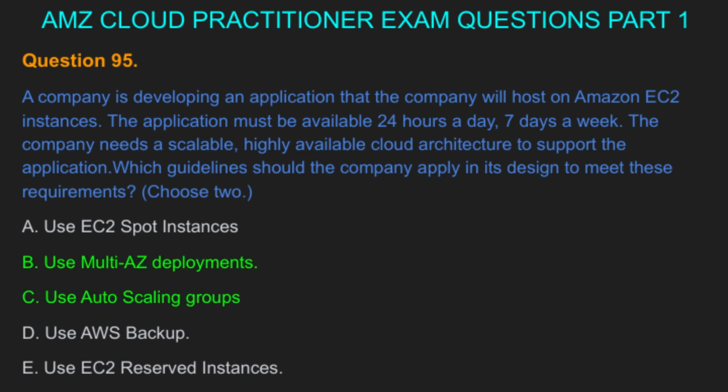The answer is B. Use multi-AZ deployments, which allow the company to run the application across multiple Availability Zones within a region. This provides high availability and automatic failover in the event of a failure in one Availability Zone. And C. Use Auto Scaling groups, which allow the company to automatically add or remove Amazon EC2 instances based on the demand for the application, which is important for ensuring high availability and scalability.